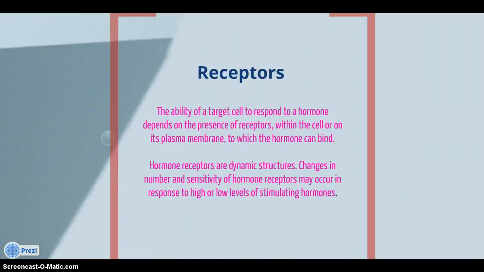In order to understand what the endocrine gland functions are, we have to talk about receptors. The ability of a target cell to respond to a hormone depends on the presence of receptors within the cells or on its plasma membrane to which the hormone can bind. Hormone receptors are dynamic structures. Changes in number and sensitivity of hormone receptors may occur in response to high or low levels of stimulating hormones.